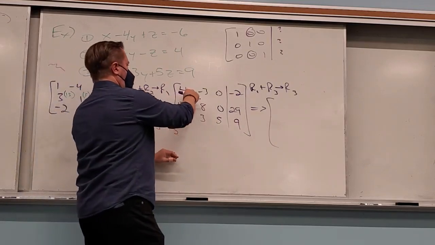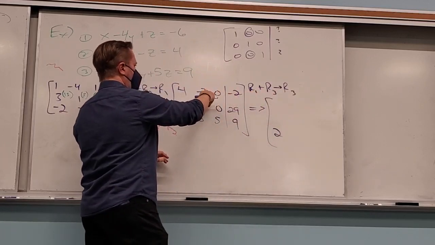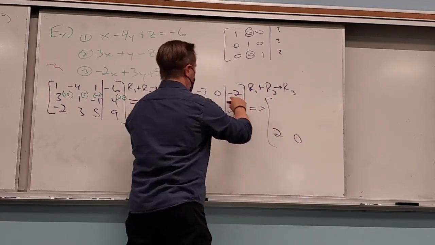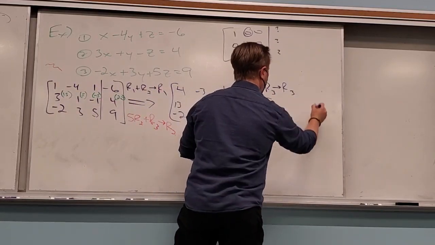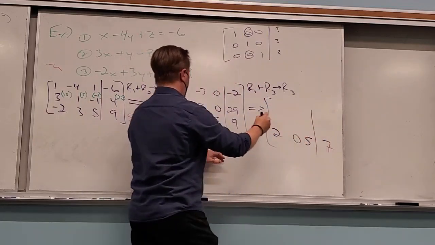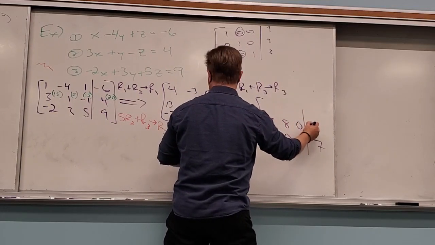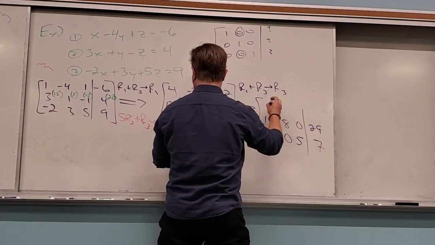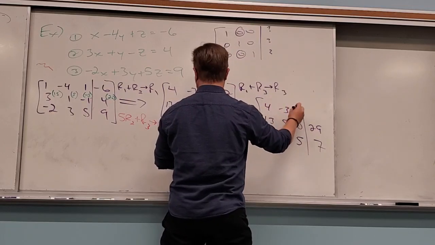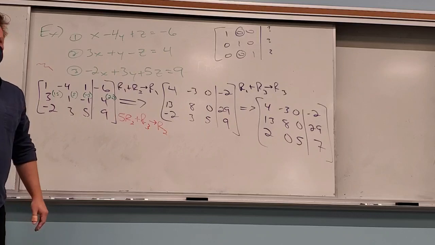So now I'm going to do 4 minus 2, but I'm going to put the answer in row 3. Negative 3 plus 3, 0. Plus 5, negative 2 plus 9. Okay. Let's see, 13, 8, 0, 29. Let me rewrite this whole thing so it can sort of reset. All right, so I'll do one thing at a time there.